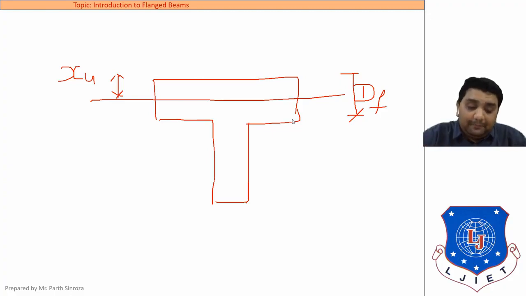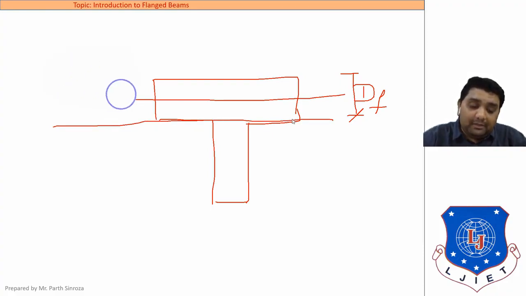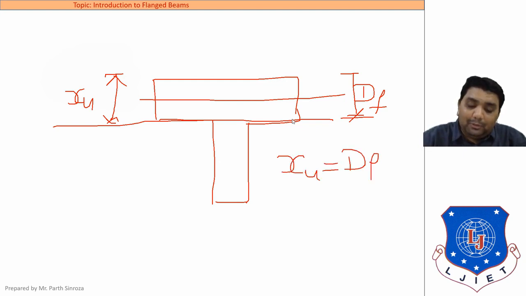The second condition is that the neutral axis is in this zone. Clear? Now if we take the neutral axis in this zone, this distance will now be considered as xu, and we all know that this is also Df, the value of the depth of flange. So in this case xu will be equal to Df. This is our balanced or limiting value. So whenever the neutral axis is at the junction, xu will be equal to Df.